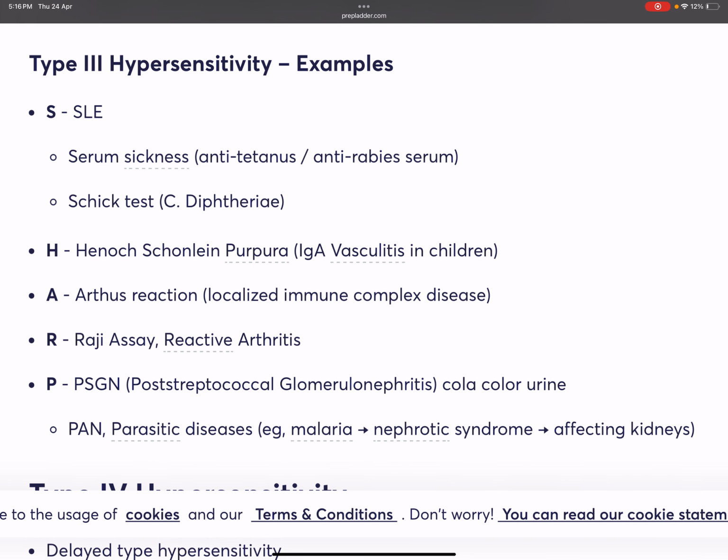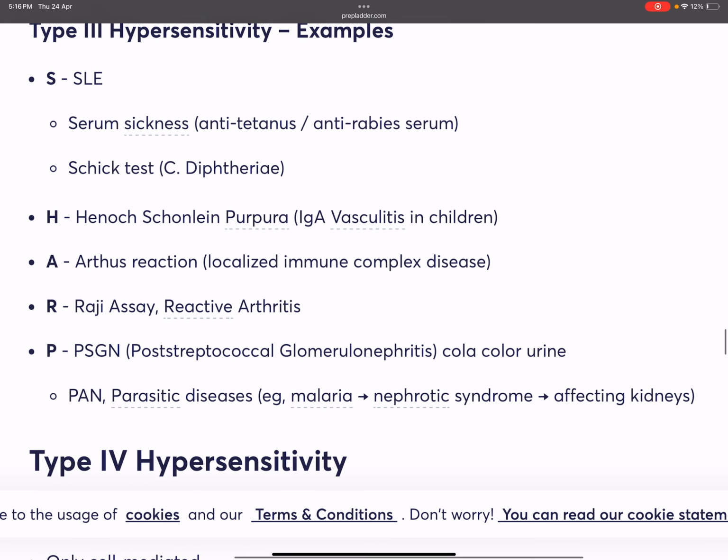S is for SLE, systemic lupus erythematosus, right? That's the full form. Then serum sickness, anti-tetanus, anti-rabies serum. The Schick test is for Corynebacterium diphtheriae. Henoch-Schönlein purpura is IgA vasculitis in children.